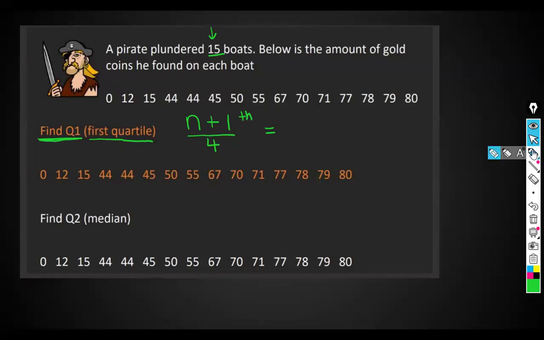Right? So n plus 1, well, 15 plus 1 is 16. 16 divided by 4 is 4. So the first quartile is hiding in the 4th position. First position, second position, third, and fourth. It's not even a decimal, it's just plain old fourth. So the answer for the first quartile is 44.